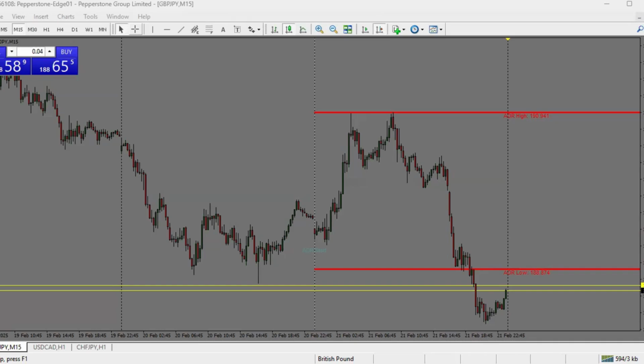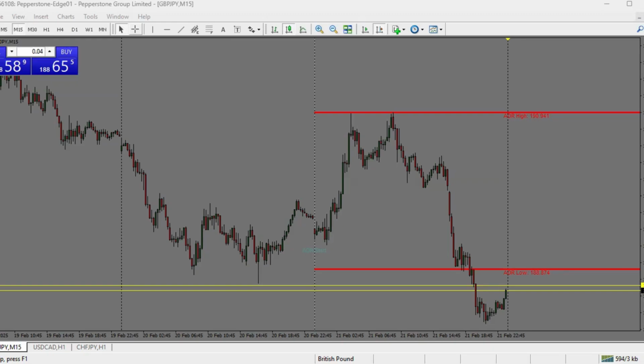So how does ADR work? Now, each currency pair has an average daily range. For instance, EUR/USD moves around 80 to 100 pips daily, while GBP/USD could move between 100 to 120 pips daily.